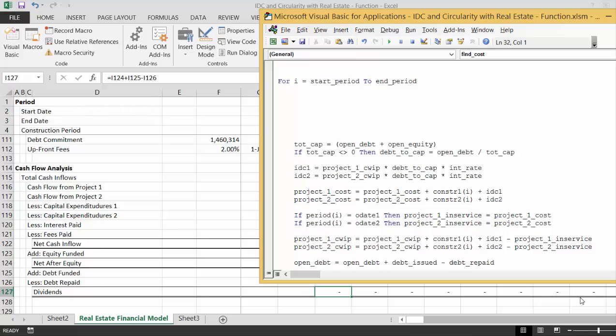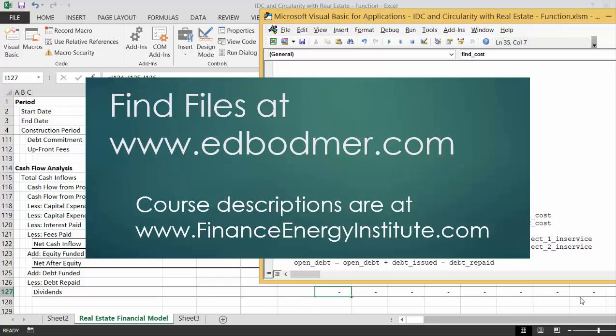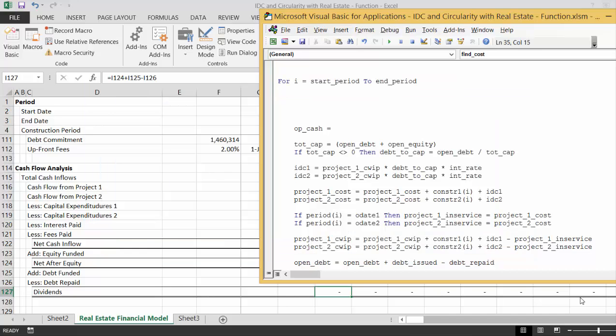Now to get this, why don't we get the operating cash flows? The operating cash is equal to the project 1, how about PR1 cash, plus PR2 cash, minus CONSTR1I minus CONSTR2I, and we have to be very careful and realize that we're reading these as an array.